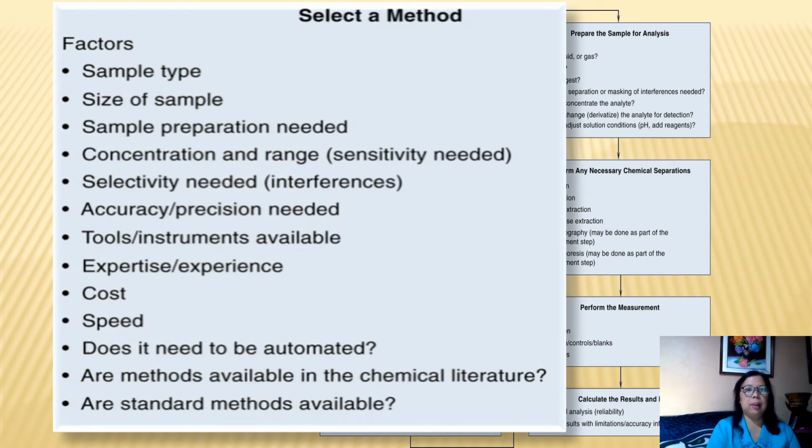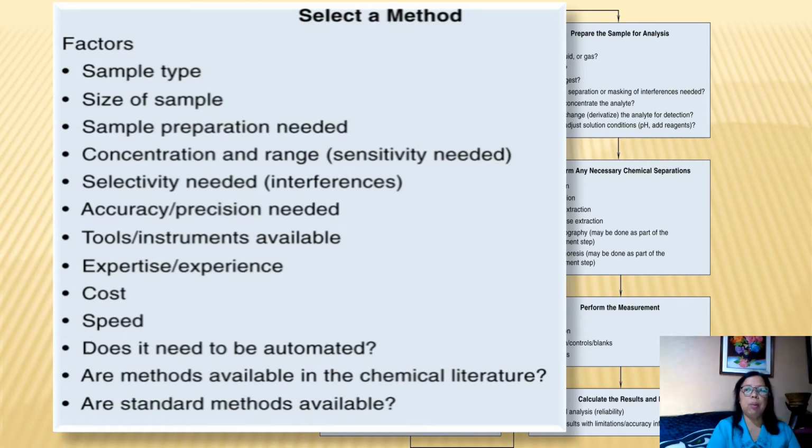Next, select a method. Now, what are your concerns? The sample type. Is it frozen? Does it require a certain temperature? What is the size of the sample? Do we need gallons of this? Do we need 10 liters or just simply 10 ml? What is the sample preparation needed?